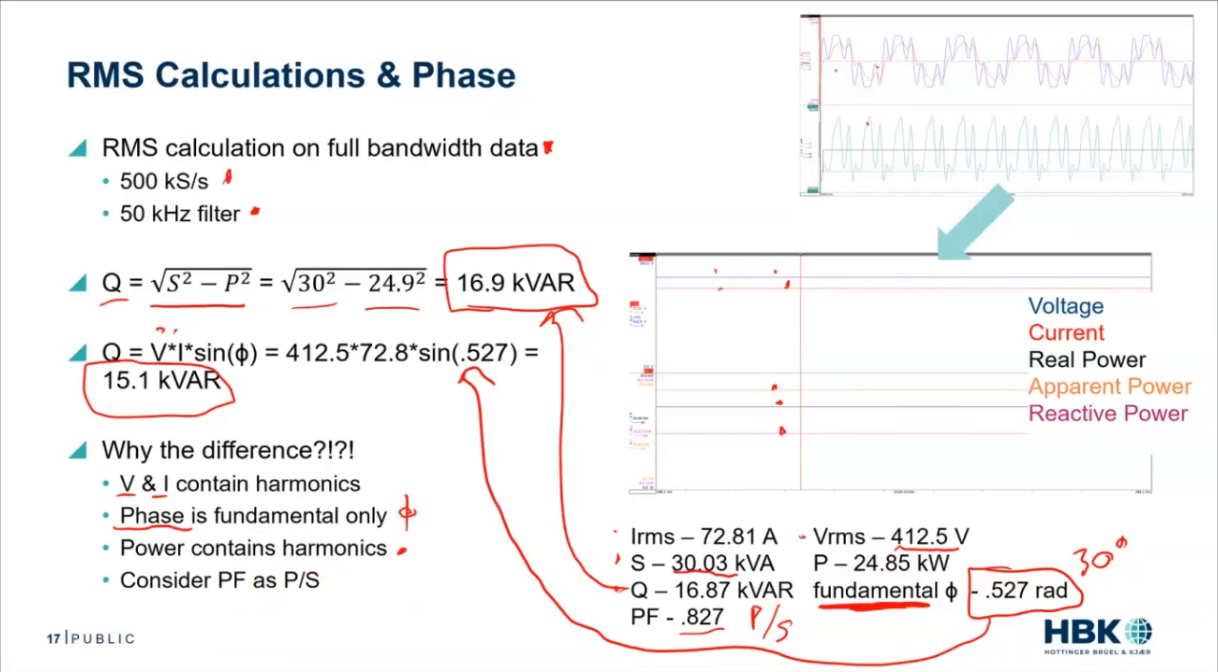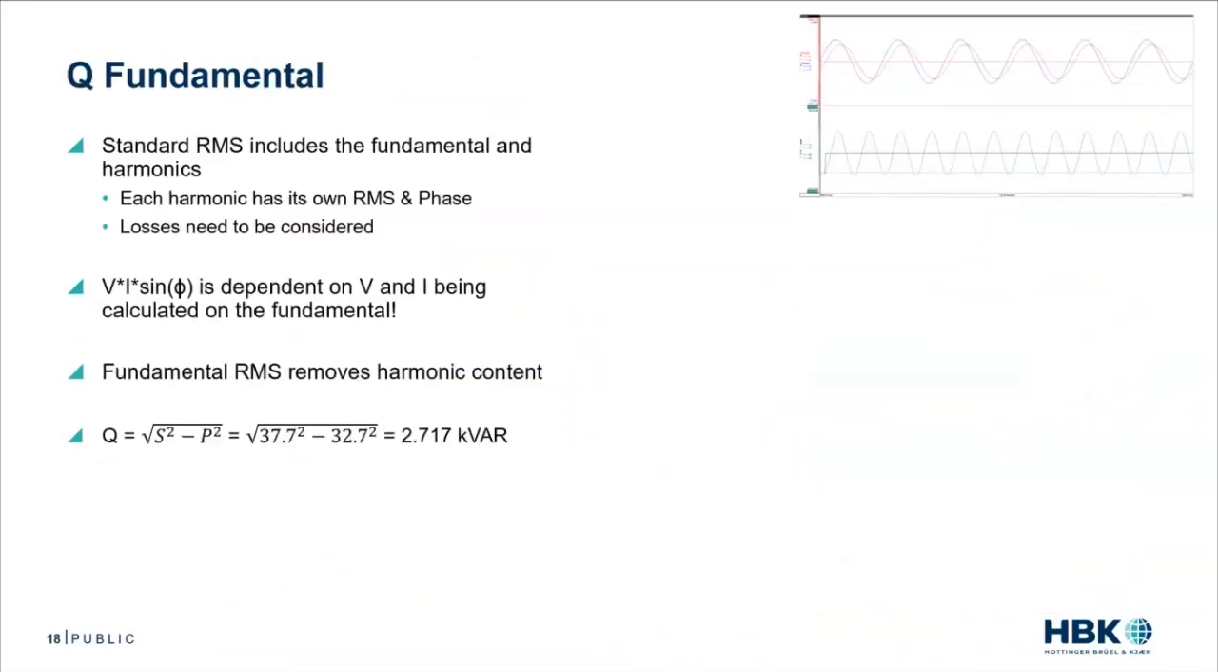Okay, we've addressed that difference. These are full bandwidth RMSs, at 50 kilohertz filter rate, and we're using a phase angle that's for the fundamental. That's going to be a common theme. So let's take the next extreme example. Let's look at just the fundamental. So these are those same exact signals, except now we're only looking at the fundamental. We've effectively filtered out all that harmonic content.